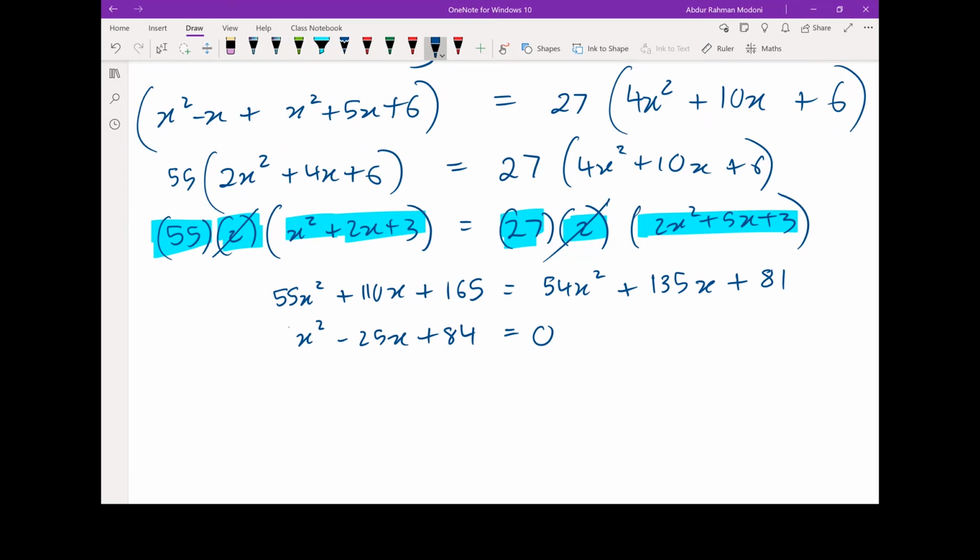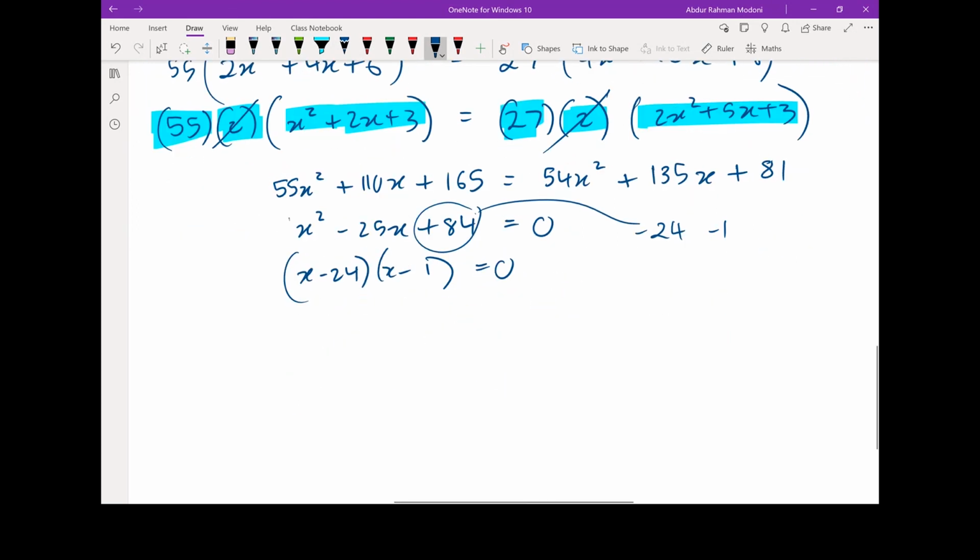We don't need to do the AC method because there's no coefficient in front of x squared. Therefore, whatever multiplies to give us 84, which is 24 and 1, but we can also do minus 24 and minus 1 because we're trying to get to a minus 25. Therefore, we can say x minus 24 and x minus 1 equals 0. Good. From there, each factor multiplies to give us 0, so one of the factors must be 0. So x minus 24 could be equal to 0, leading us to x equals 24, or x minus 1 could be equal to 0, leading us to x equals 1.